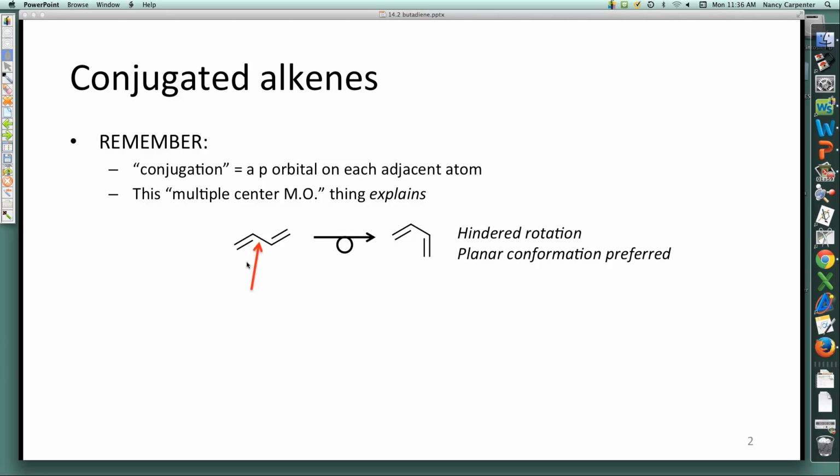And another thing that's virtually impossible to explain is that this supposedly single carbon-carbon bond is ridiculously short for a carbon-carbon single bond. So what's up with that? It doesn't really make sense, and of course it explains the reactivity as well. We can't really explain that whole 1,2 versus 1,4 addition very well without looking at a multiple center molecular orbital.